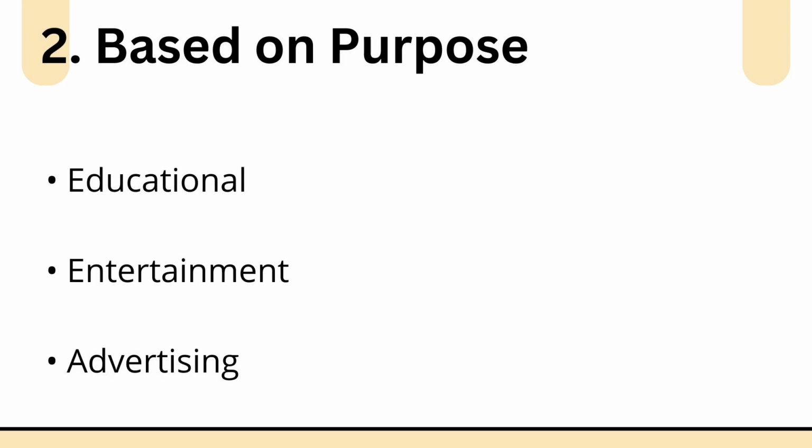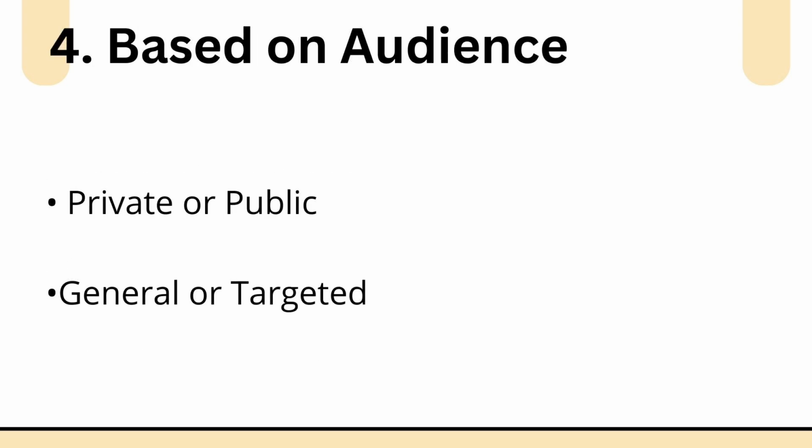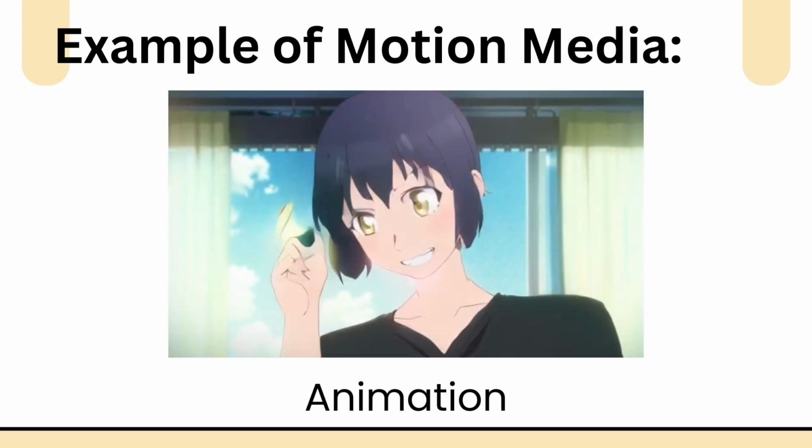Number 2 is based on purpose, for educational, entertainment, and advertising. Number 3 is based on source: personal creation, social media content, media company productions. Number 4, based on audience: private or public, and general or targeted audiences. An example of motion media is animations, like in the picture.